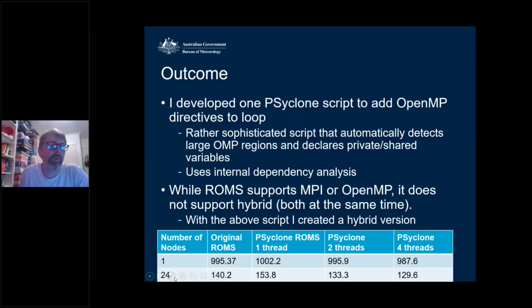When we went up to 24 nodes, each one with 24 cores, the original ROMS was running 140 seconds. The PSyclone version with 4 threads was running in less than 130 seconds. So I don't know, around an 8% speedup. And that's basically all with one script and two variations of it.